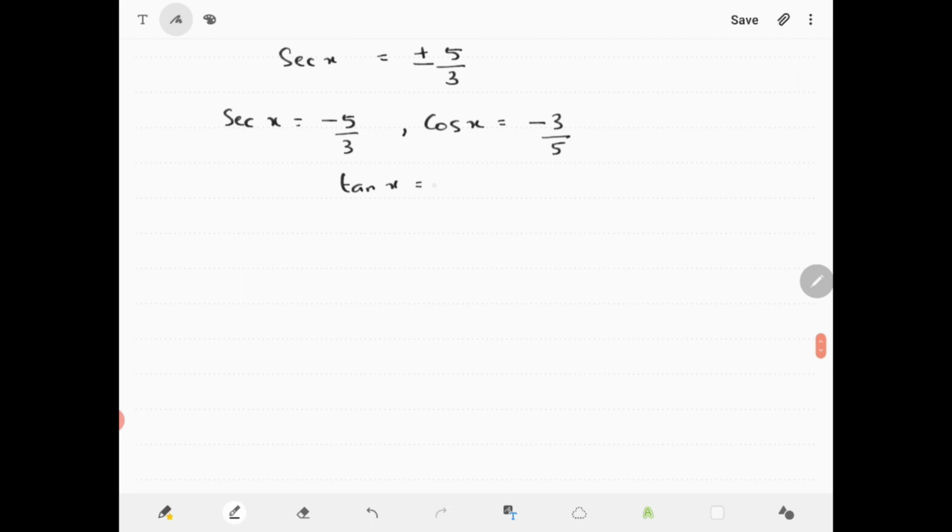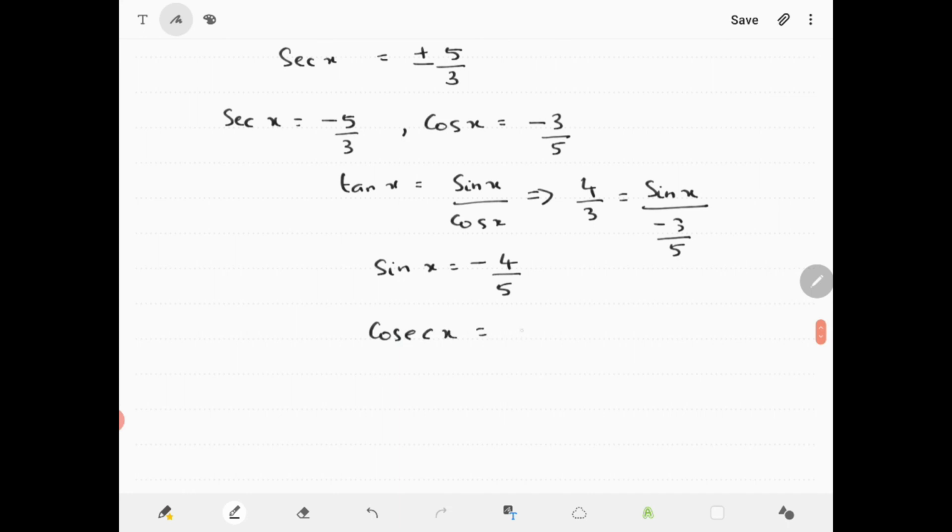Tan x will be sin x by cos x, which implies tan x value will be 4 by 3, which is equal to sin value, we do not know, cos value is minus 3 by 5. So sin x value will be minus 4 by 5, 3 getting cancelled, and cosecant x will be the reciprocal, which will be minus 5 by 4. So we have all the values here. Next problem.